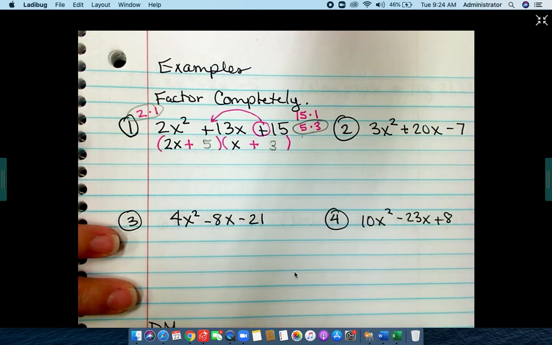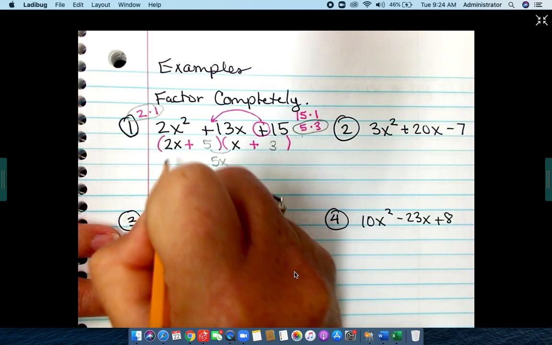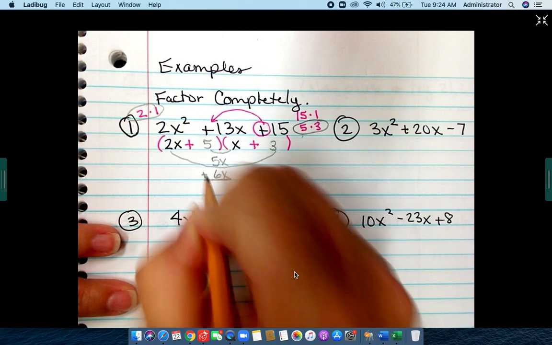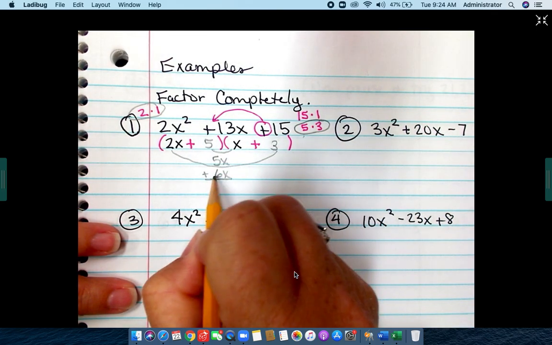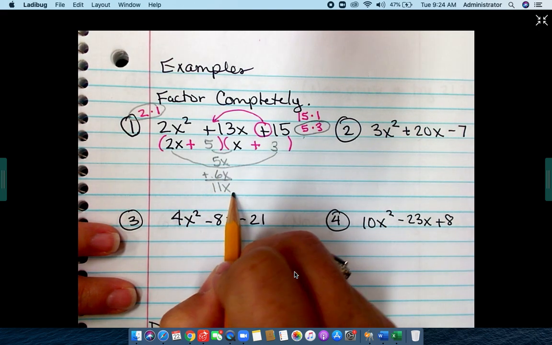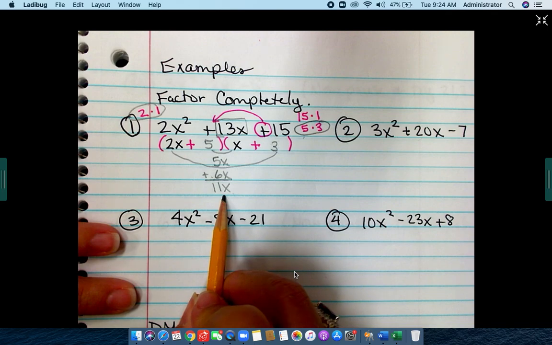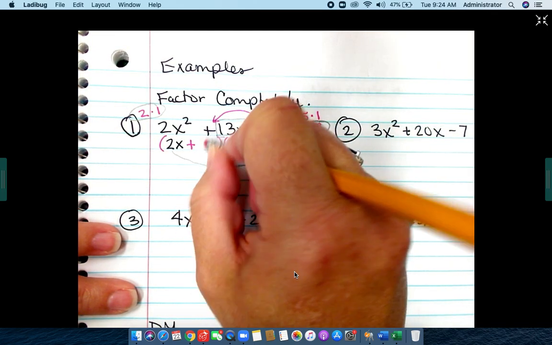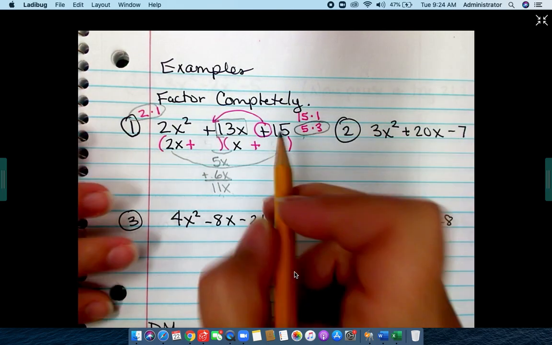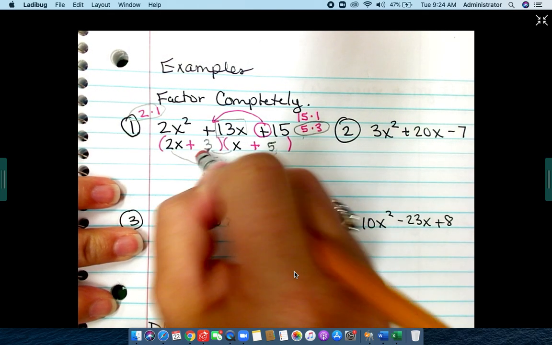So I'm going to take 5 and 3 and plug them in. Then I'm going to find my inner, which would be 5 times x, my outer, which would be 6x, and because they're both positive, I'm going to add them. Well, 5x plus 6x is 11x. That is not our goal. Our goal is to get 13. So when we don't get the 13 that we want, our options are, because with 2x the only possibilities are 2 and 1, I can switch the 5 and 3 around. So I'm going to put the 3 here and the 5 here, and see what I get this time.